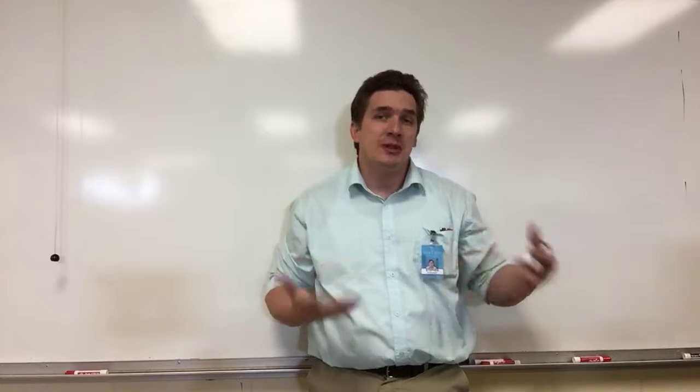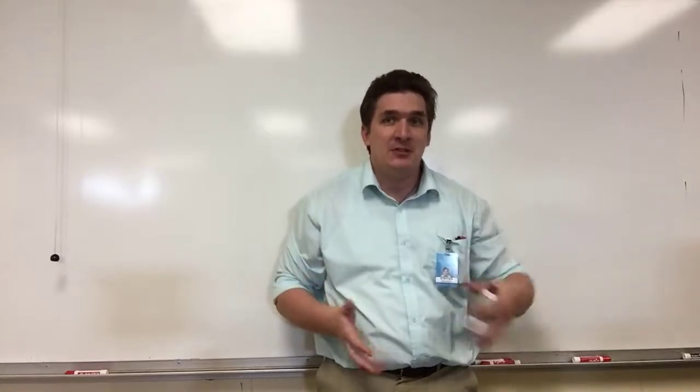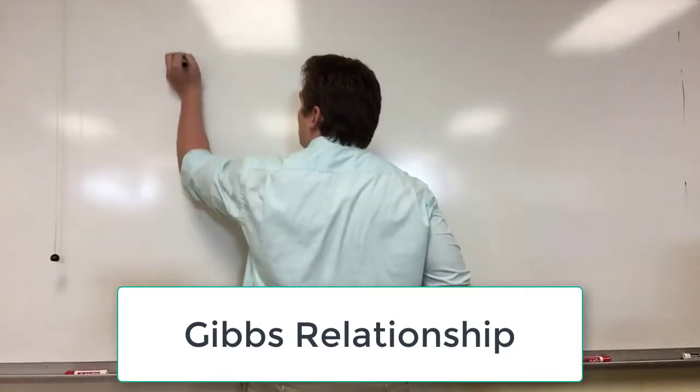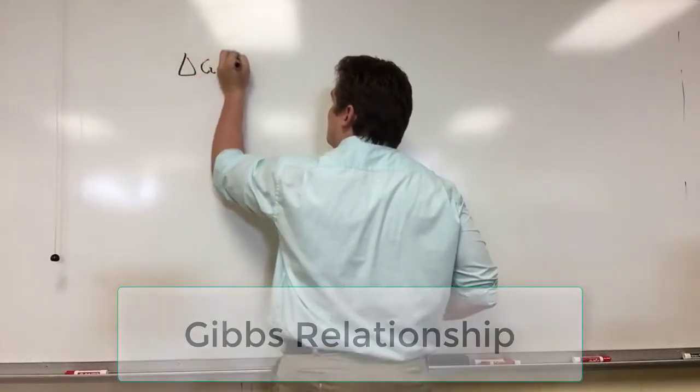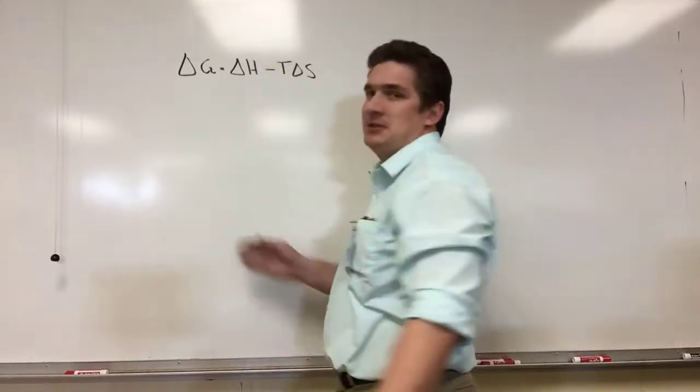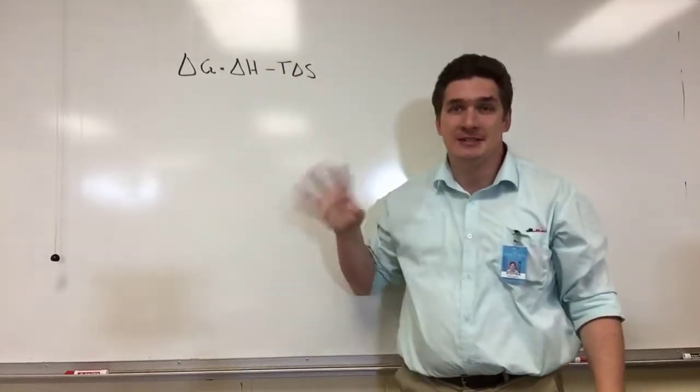Now, let's go back to a relationship you should probably already know from a previous video, and this is the Gibbs relationship. And the Gibbs relationship states that delta G, the free energy change, is equal to the change in enthalpy minus the temperature times the change in entropy. So delta G equals delta H minus T delta S.